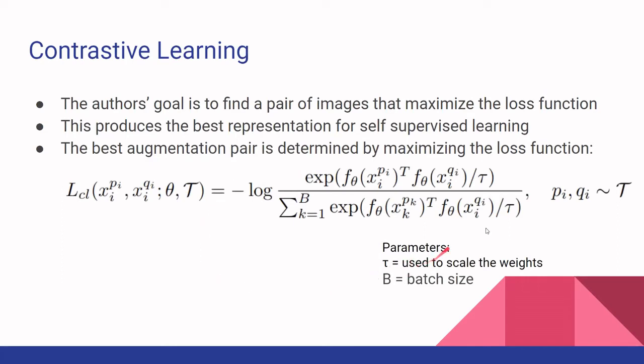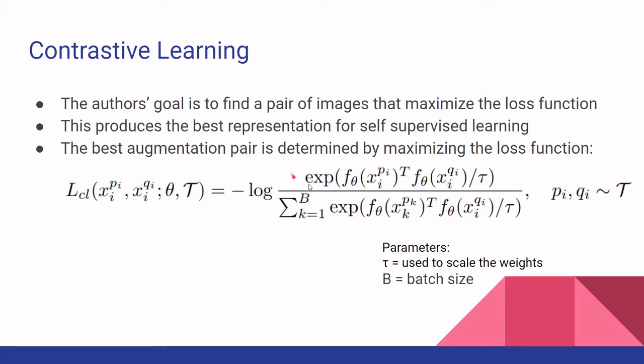So I know there's a lot going on. We have T here, which is a set of transformations, and P and Q are randomly sampled transformations, and they're different, and they're applied to the image labeled XI. And so we have XP and XQ.